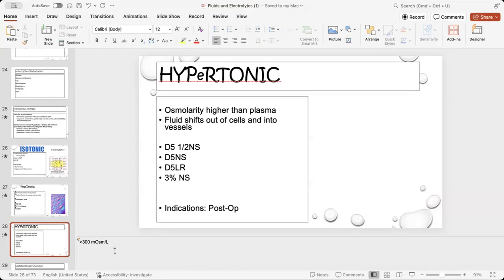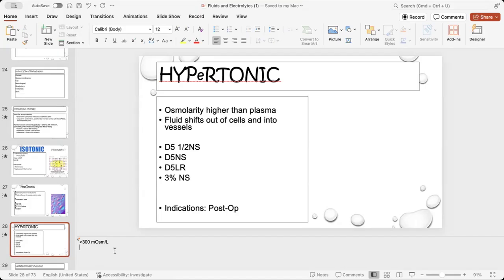You have examples like D5 half normal saline, D5 normal saline, D5 LR. What do you notice about all those top three? They have glucose, they have dextrose in them. Does that make sense? If I have a lot of dextrose, a lot of sugar, doesn't that make sense that I have a greater concentration of solutes, because I have all that sugar within that fluid?